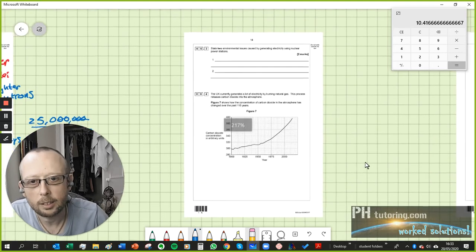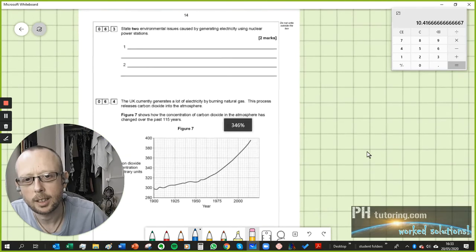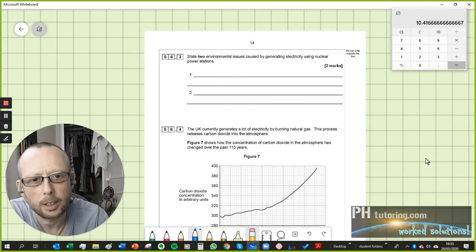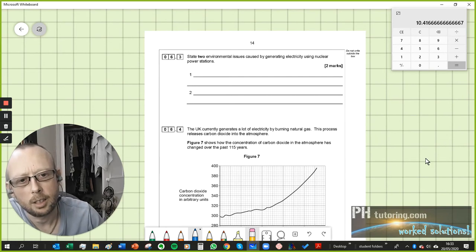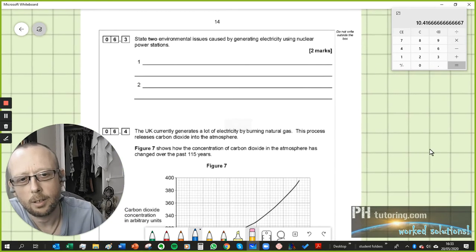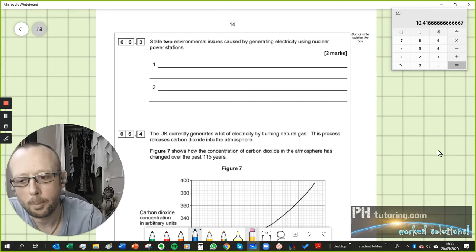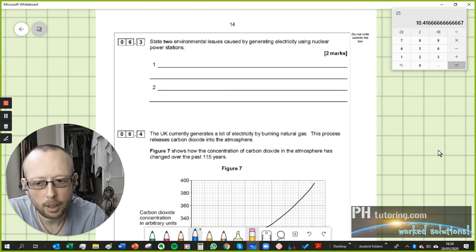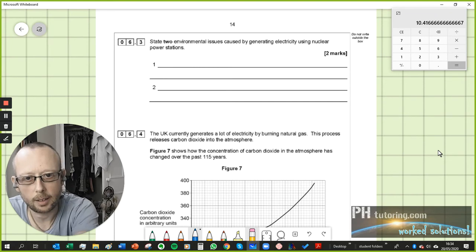So this is still question 6. Yes. So state 2 environmental issues caused by generating electricity using nuclear power stations. Do not put global warming. Nuclear power does not cause global warming. Why? Because you're not burning. The fission reaction we looked at a moment ago, that isn't burning. It doesn't produce carbon dioxide. So that's not an issue.